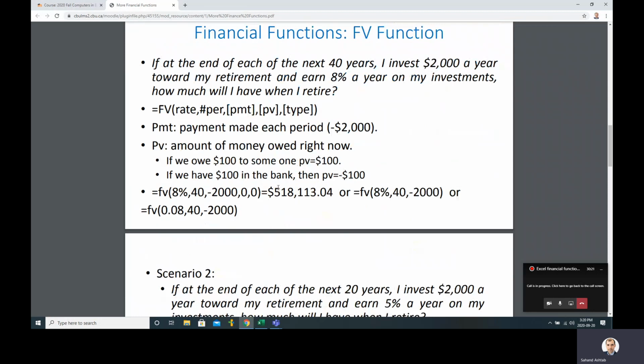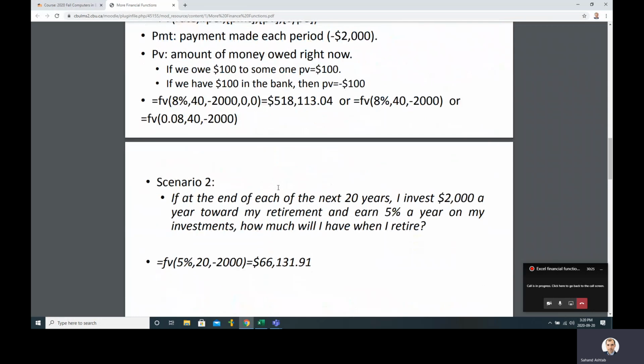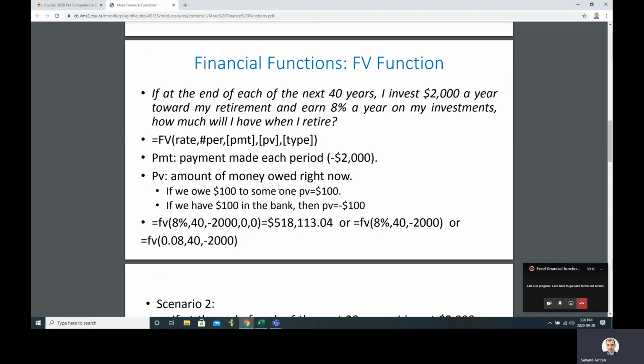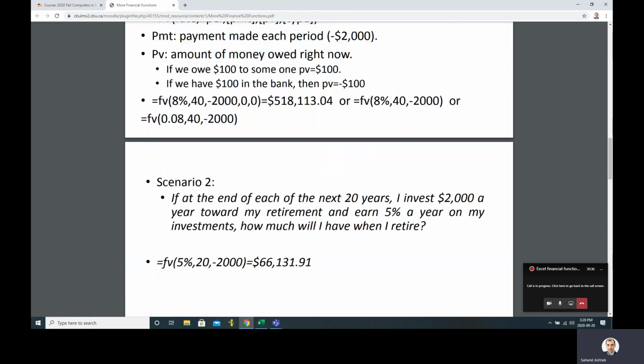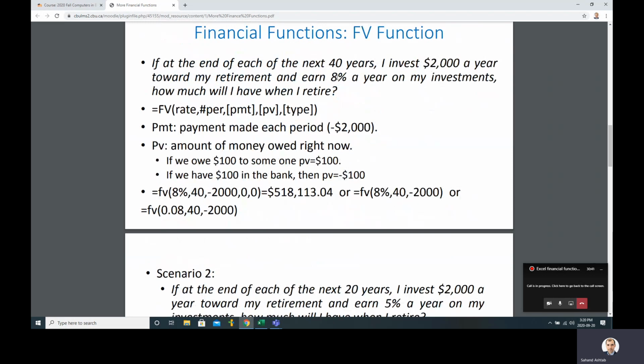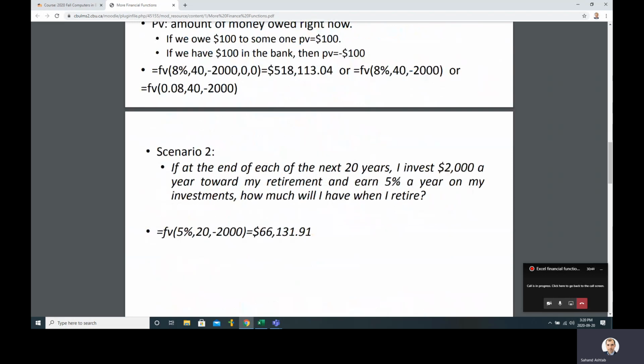Now I have developed a different scenario here to show you how the result is sensitive to or depends on these parameters. I have reduced the time from 40 years to 20 years, the same amount of investment, which is 2,000, and I've changed the rate from 8% to 5%. So for the next 20 years, if you invest $2,000 a year at 5%, how much are you going to have 20 years from now? And the answer is 66,000. As you see, it's significant.